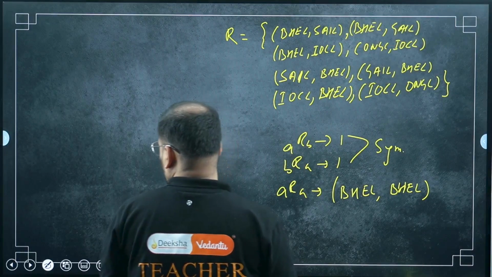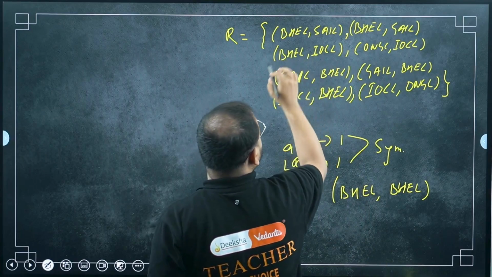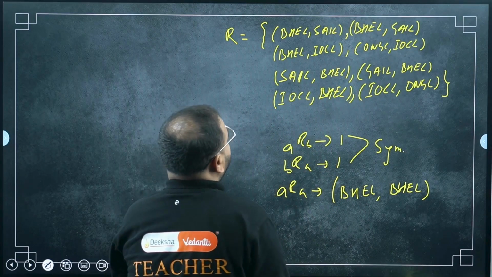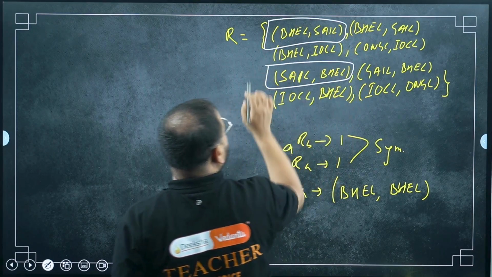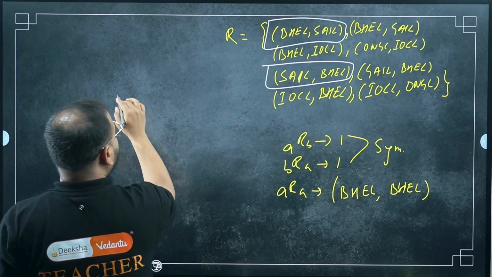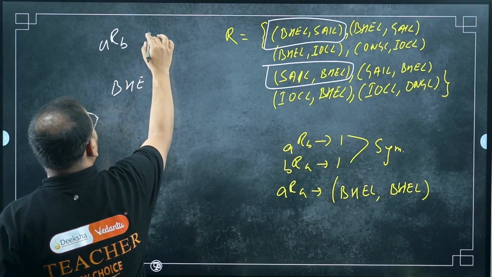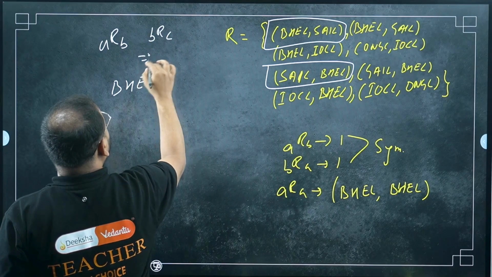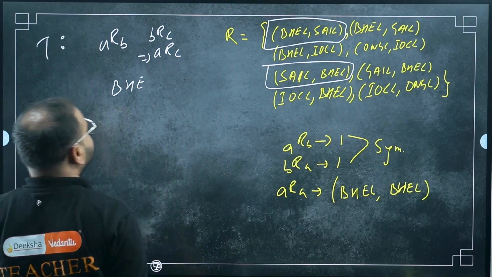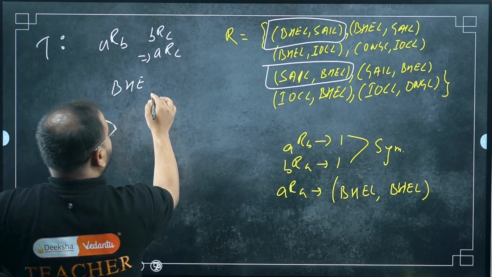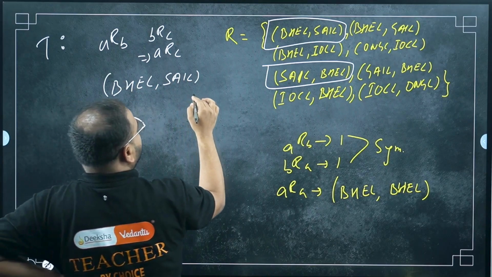What about transitive? Now over here, just have a look. Let's say I take these two elements, this and this. What is the property? ARB, BRC, then ARC has to be true. This is for transitive, right? Then what is my element? BHEL, comma, SAIL. Just look at this. And what is the next one?